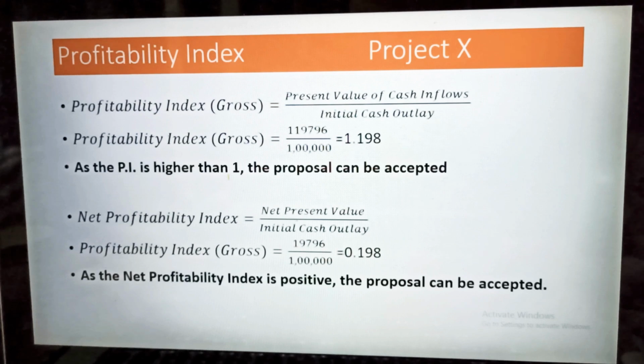So in this case, to evaluate such projects, the profitability index method is most suitable. This profitability index method is also called benefit cost ratio or desirability factor, which is the relationship between present value of cash inflows and the present value of cash outflows. So the net profitability index can also be found as profitability index gross minus 1.